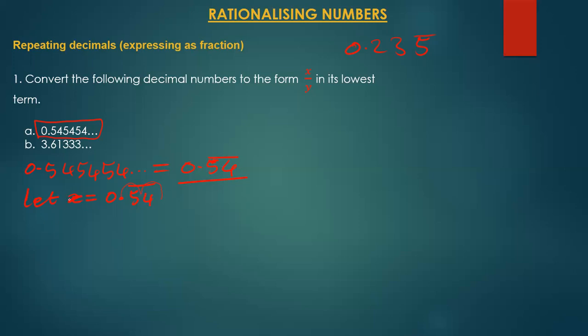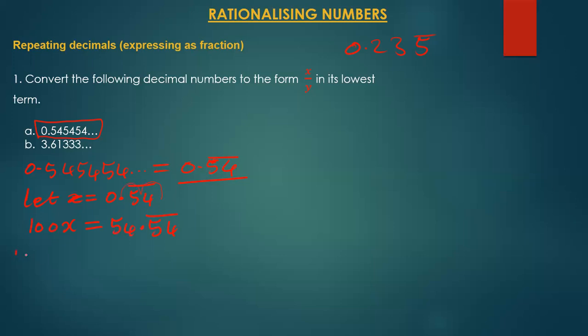So if I multiply x times 100, I'm going to have 100x. Then this will be equal to, when I multiply 0.54 by 100, 54 point. This 54 is repeating, hence it's still going to be there. So from there, I'm now just going to subtract this equation from this equation.